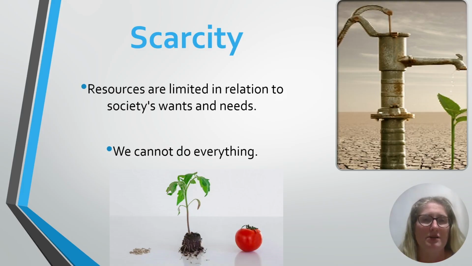Scarcity is described as recognizing that our resources are limited in relation to society's wants and needs. We cannot do everything. When we only have limited amounts of resources, we are limited by what we are able to accomplish. Without sufficient water, we cannot grow tomatoes. Without being able to grow tomatoes, we're unable to produce tomato paste, tomato juice, or whole canned tomatoes. With the lack of production, the prices in the stores may increase. That increase ultimately comes from the scarcity of the resource of water, because without the limited resource, we are unable to grow the required tomatoes.